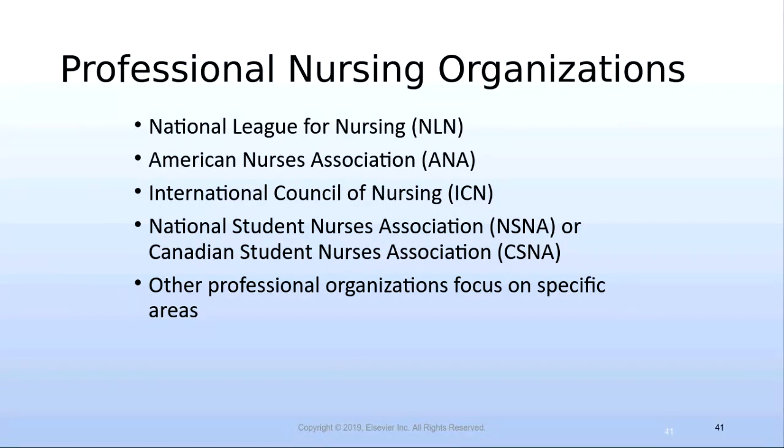Some professional organizations focus on specific areas, such as, like I talked about earlier, critical care nurses, nursing administration, research, nurse midwives. These organizations seek to improve the standards of practice in those areas. And then in addition, the professional organizations present educational programs, and a lot of them publish journals, articles, that type of thing.